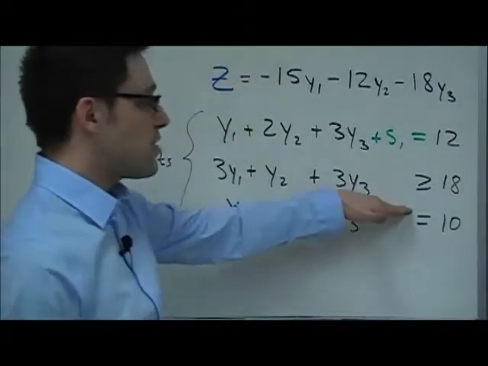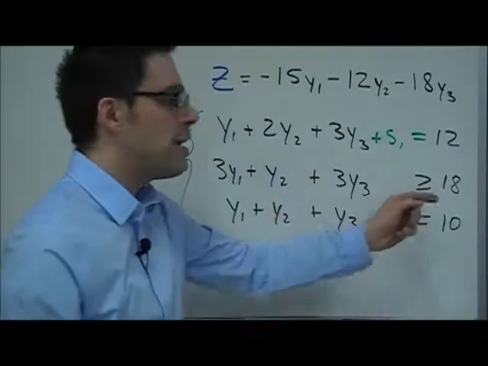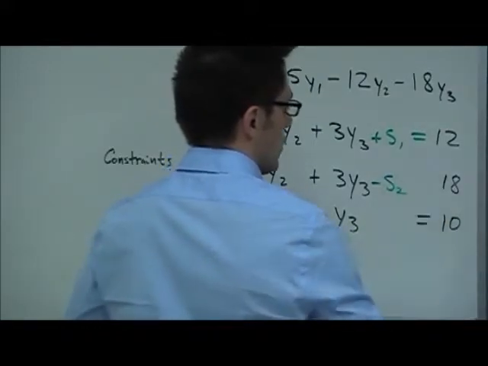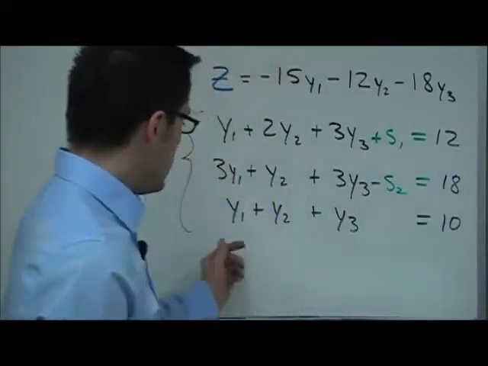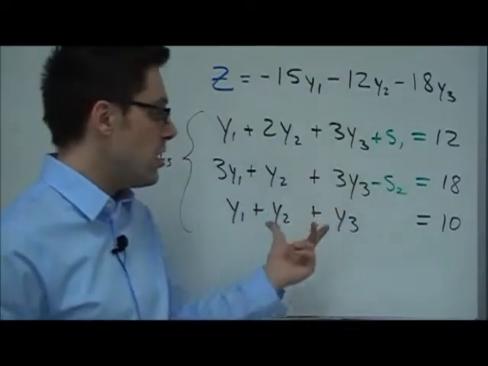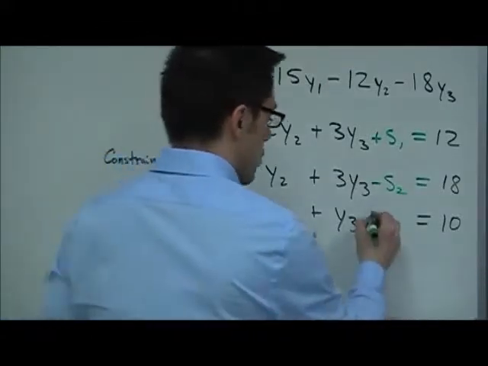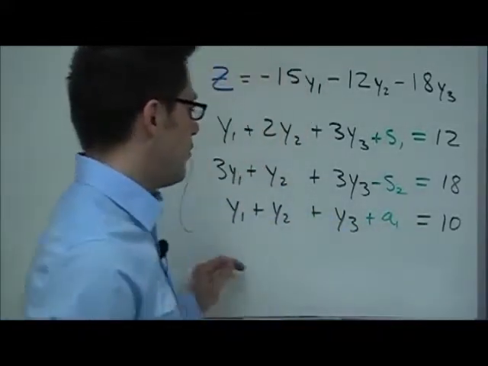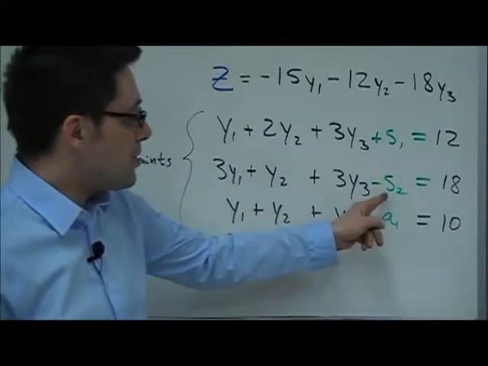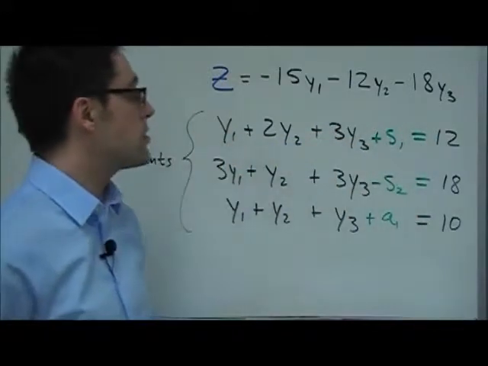Similarly, down here, I have to add a surplus variable, because this side is bigger than 18. I've got to subtract just enough to make it equal to 18. So minus s2. That's my surplus variable. And finally, in the third case, I want to differentiate this from the actual objective function, so I have to add something called an artificial variable. I'll call this a1. There's only one of them, so I'll just call it a1. So that's my artificial variable, my surplus, and my slack variable, added to make these all equality constraints.